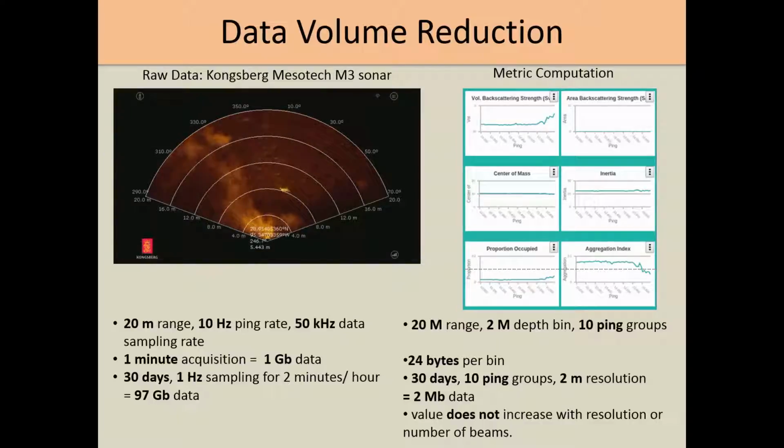If you were to monitor that animal using this system at a 20-meter range at a 10 hertz ping rate, 50 kilohertz of data sampling, 1 minute of acquisition is going to give you a gig of data. You run that for 30 days, you end up with 97 gigs. You run this set of metrics over the same set of sampling conditions, and you'll end up with 2 megabytes of data. So you can store the raw data, but in terms of monitoring, if you can actually use the metrics, you've reduced your data volumes by 4 orders of magnitude.